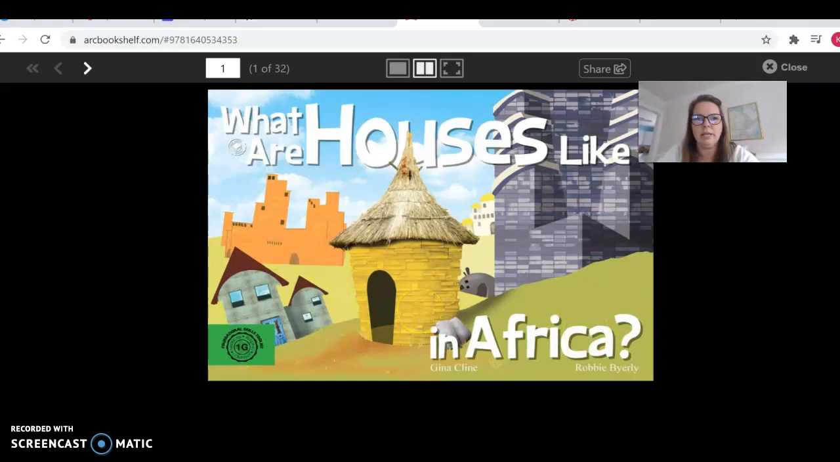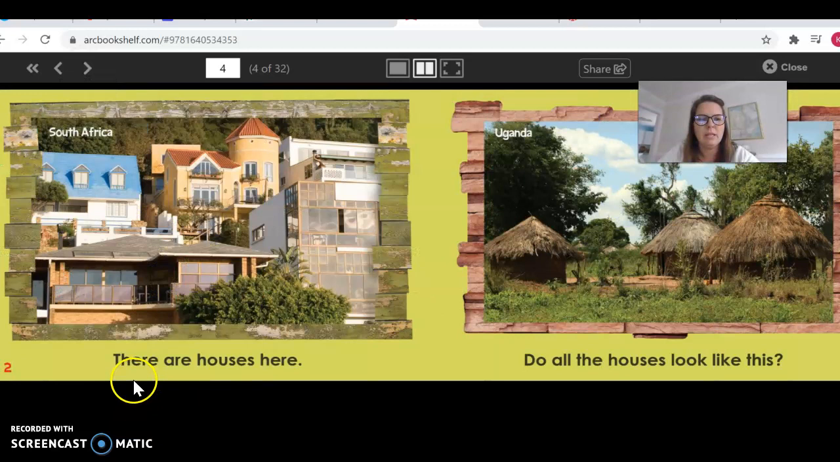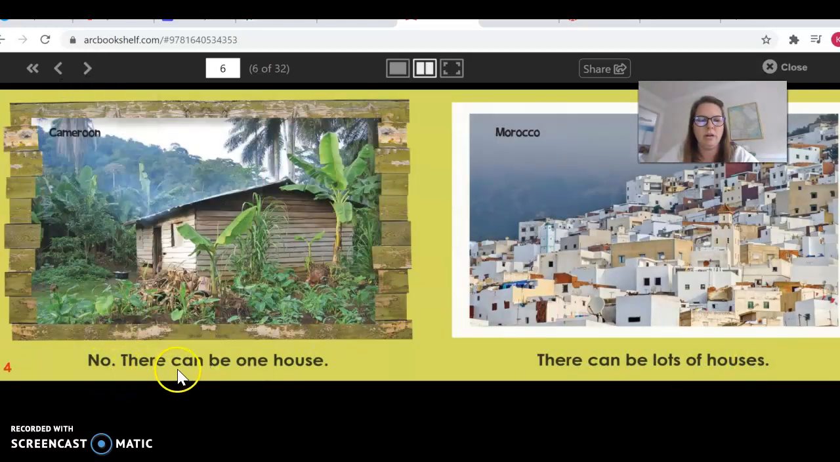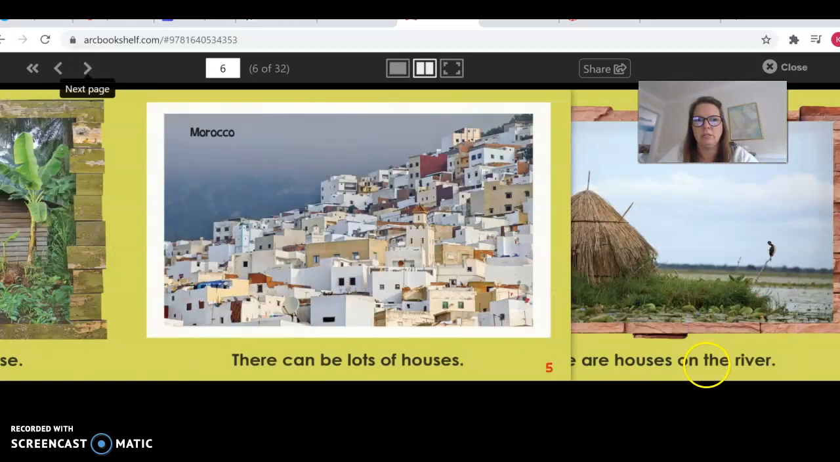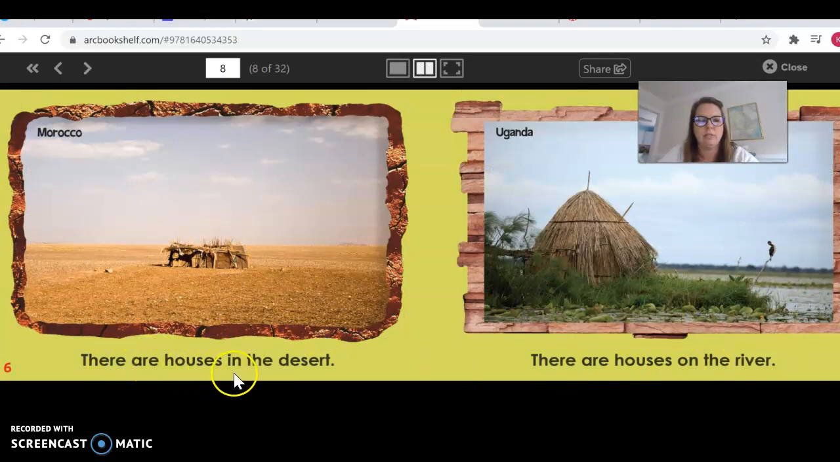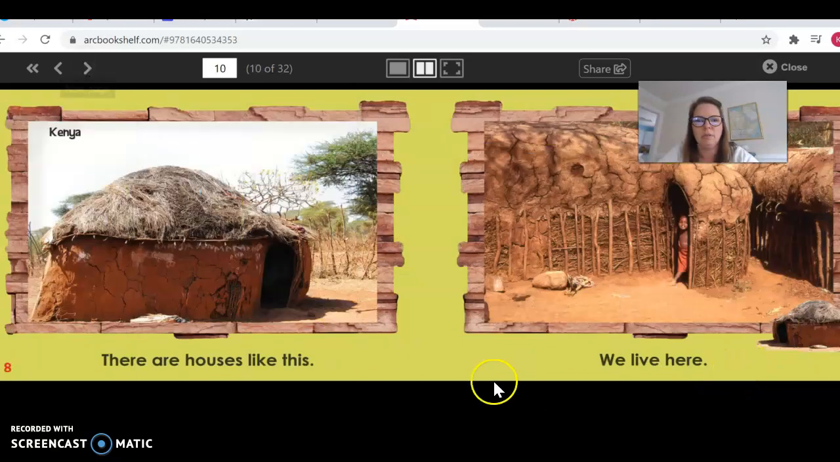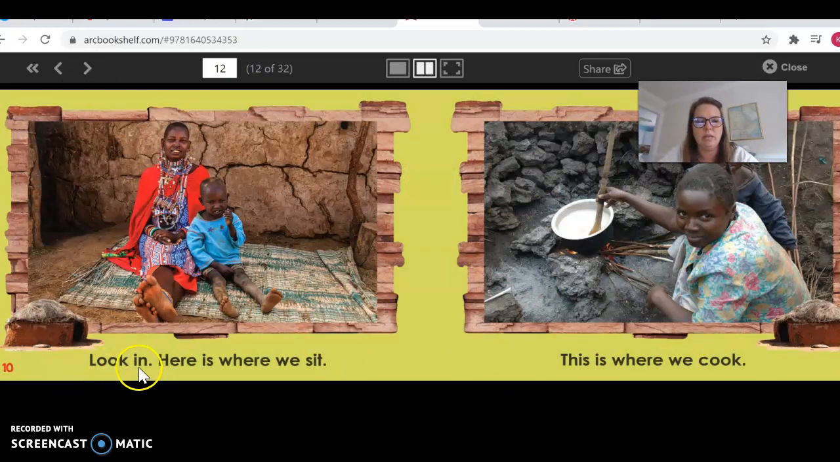What are houses like in Africa? There are houses here. Do all the houses look like this? No, there can be one house. There can be lots of houses. There are houses in the desert. There are houses on the river. There are houses like this. We live here. Look in. Here is where we sit. This is where we cook.